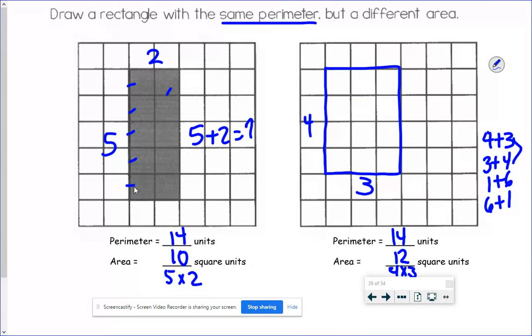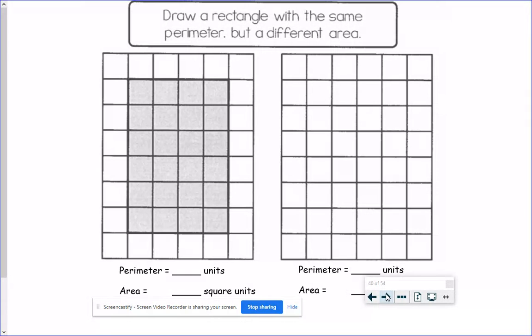So let's compare. Let's call this shape A again and shape B that we made. And if we're comparing the areas, because the perimeters are the same, 14 is the same as 14, same amount of distance around these shapes. Comparing the area of shape A compared to the area of shape B, 10 compared to 12. That is less than. So that's what we're going to do on these next few slides. Make another shape and compare the measurements. Draw a rectangle with the same perimeter but a different area. So we're going to do another one.